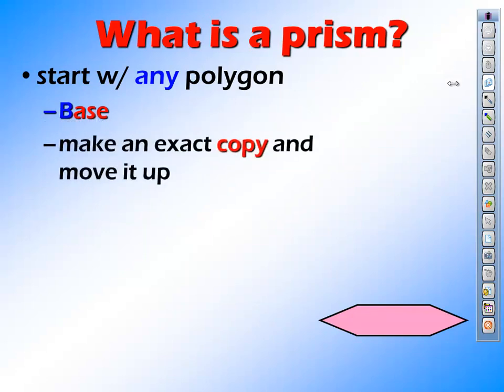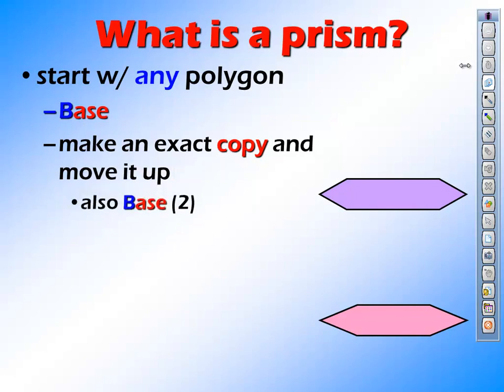Okay, and then what happens is you take whatever base you're starting with, you make an exact copy of this, in our case, the hexagon, and we move it straight up. So if you'll go ahead and draw that exact hexagon right above the first hexagon. Okay, and once we've done this, by the way, that second hexagon or square or triangle, whatever it is that you're using as your base, it is also called the base. So all prisms, and this is kind of important, all prisms have two exactly congruent matching bases.